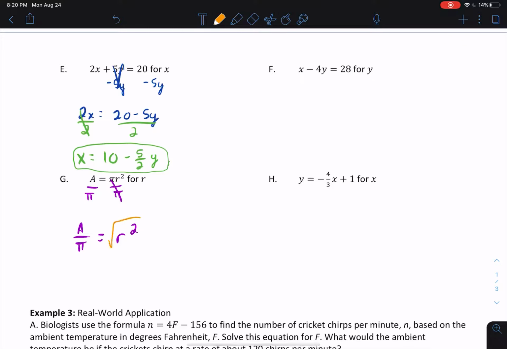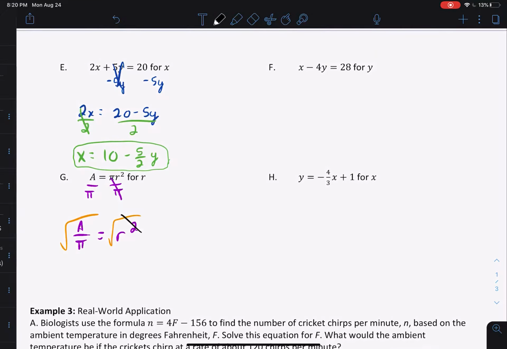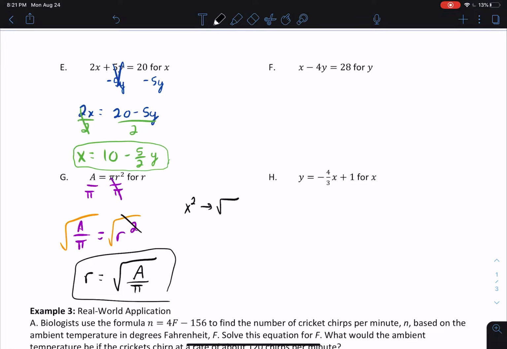So I'm going to square root both sides. All right, and that is going to cancel out the squared and leave me just with r. So radius, or the r, is going to equal the square root of A divided by pi. So if you see something being squared, to get rid of it, you're going to square root.